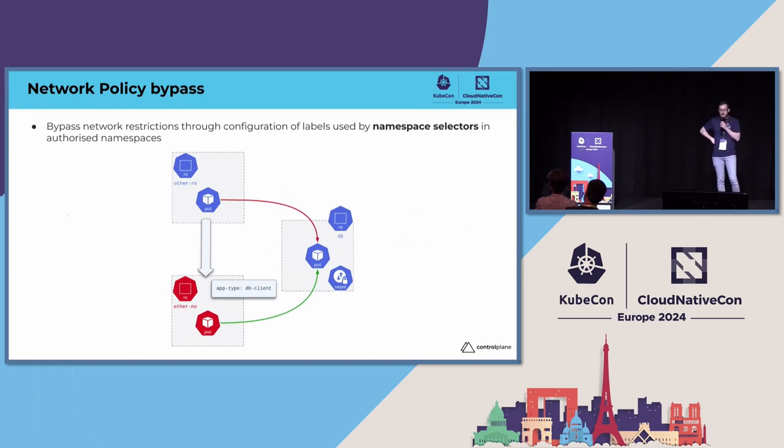Talking about network policies and labeling, you might be able, as an attacker, to bypass an existing network policy restriction through relabeling of a namespace. In this example, we have this other namespace which wasn't previously able to talk to our DB. But if you get information about how the namespace selector is built through a network policy in the DB namespace, and you can relabel your namespace, you might grant yourself additional access, okay?